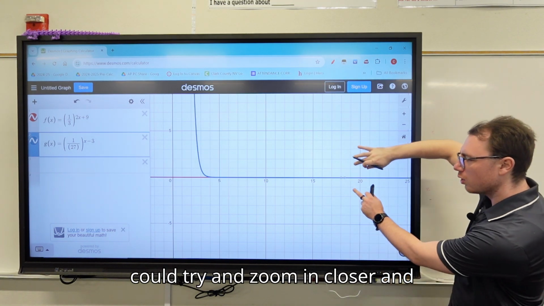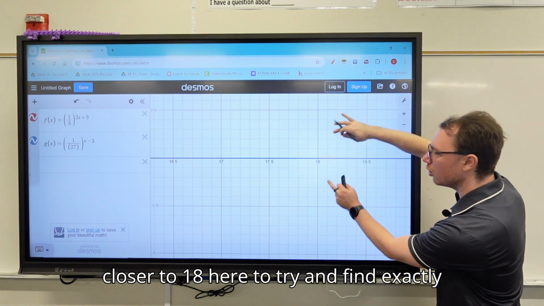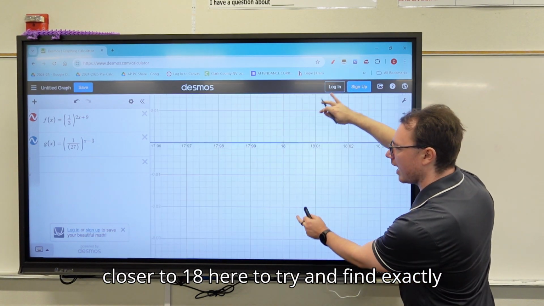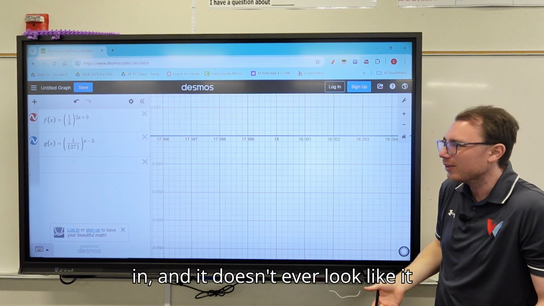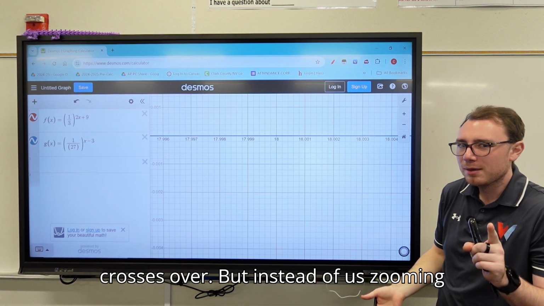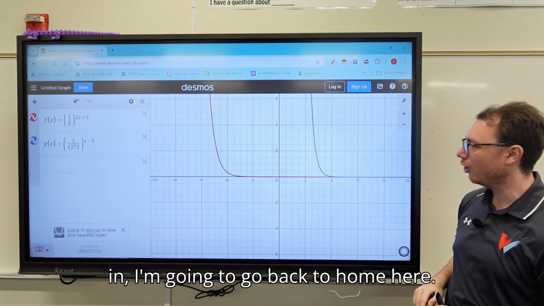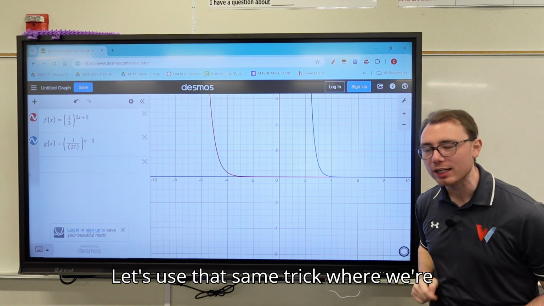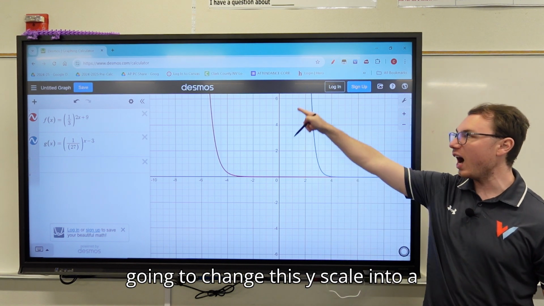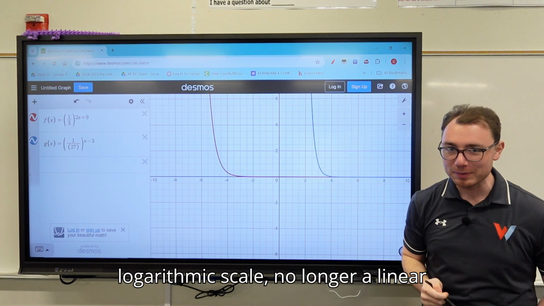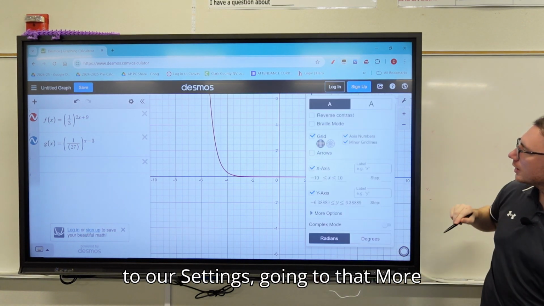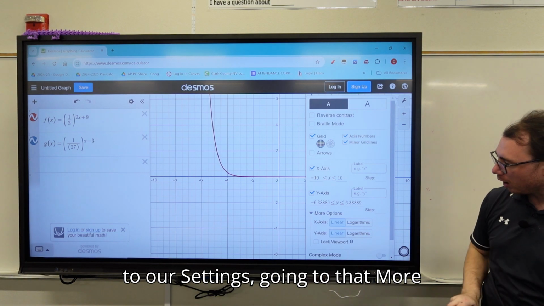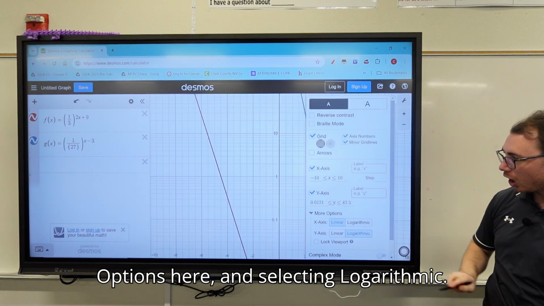We could try and zoom in closer and closer to 18 here to try and find exactly when it crosses. But we keep zooming in and it doesn't ever look like it crosses over. But instead of us zooming in, I'm going to go back to home here. Let's use that same trick where we're going to change this y scale into a logarithmic scale, no longer a linear one. To do that again, we're going to go to our settings, going to that more options here, and selecting logarithmic.